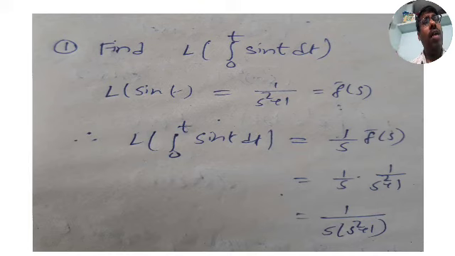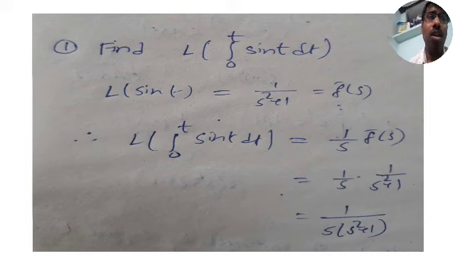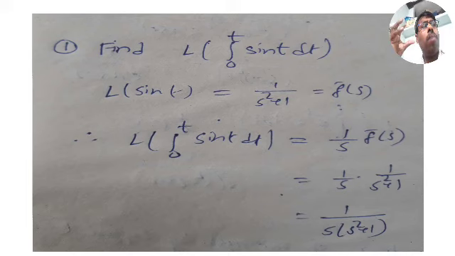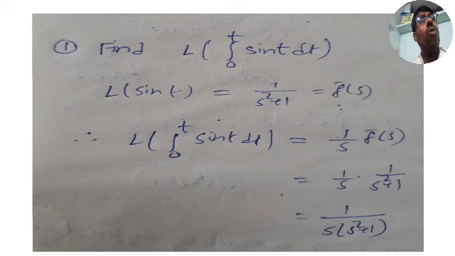Very easy to identify. Identification of the problem is important. Which method do we have to go with? Is it multiplication by t? Is it division by t? Is it a first shifting theorem? Is it a linearity property or a change of scale property or second shifting theorem? So you have to identify the problem. T into function, multiplication by t; function by t, division by t; e power of at or e power of minus at into function, first shifting theorem; constants into function, linear property, like that. So by seeing the problem you should identify which method you are going to apply.